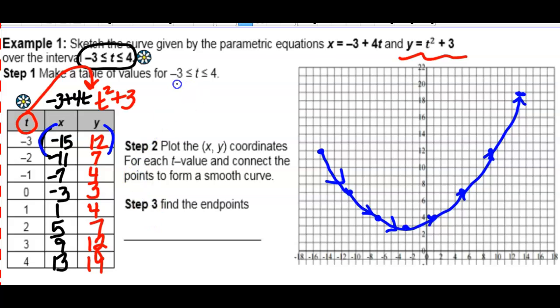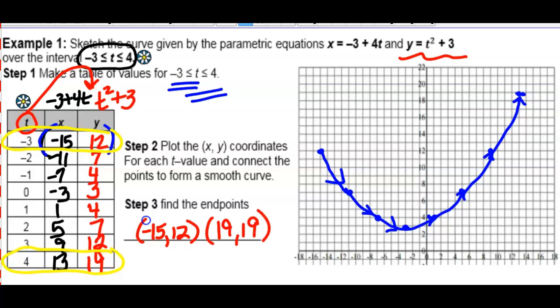The endpoints come from when t is negative 3 and when t is positive 4. So when we had a t of negative 3, we have an endpoint here. And when we had a t of 4, we have an endpoint here. So the endpoints were at negative 15, positive 12, and positive 13, 19.